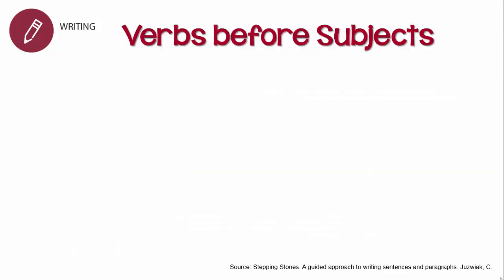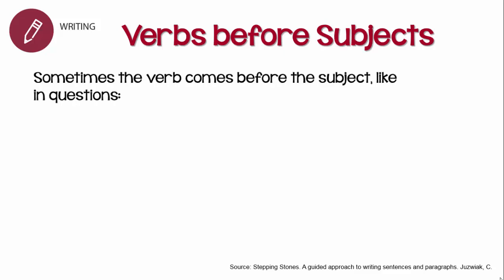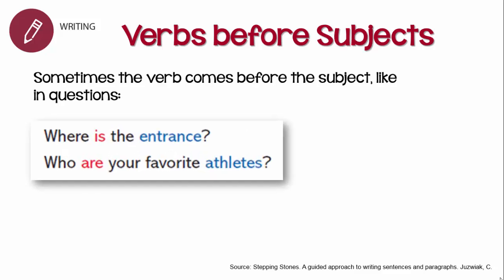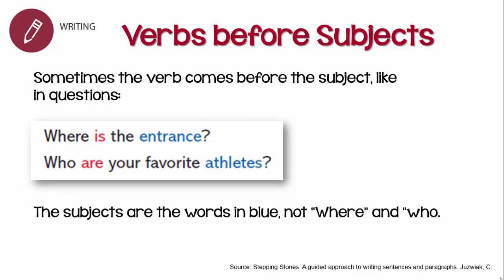Now, case 2. What happens when verbs come before subjects? Sometimes the verb comes before the subject, like in questions. Where is the entrance? Who are your favorite athletes? The subjects are the words in blue, not where and who.